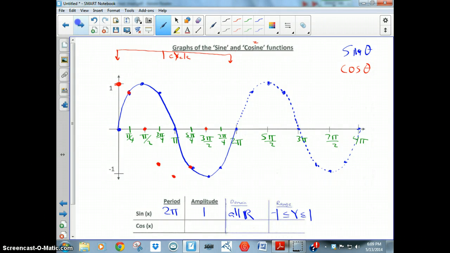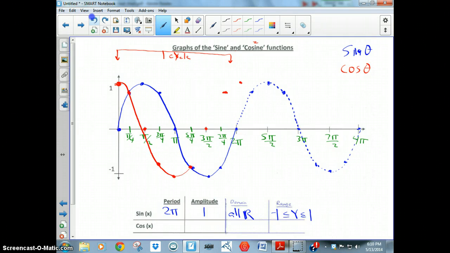At 7 pi over 4, we're at 0.7071, roughly about right there. And at 2 pi, our function value is back to 1. So just like we said in the table, we're going to draw a smooth curve. We're going to start high, and we're going to go low to the minimum, and then we're going to come back up, and we're off just a little bit there, so I'm going to redraw that again one more time.